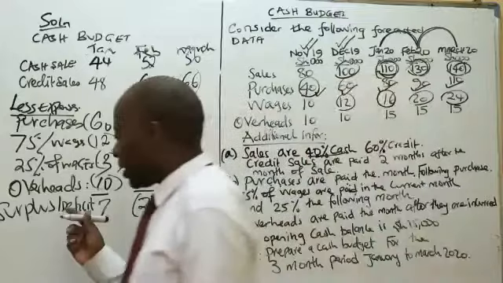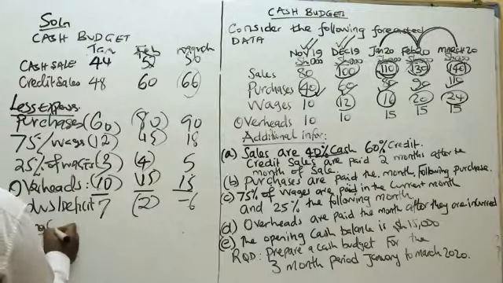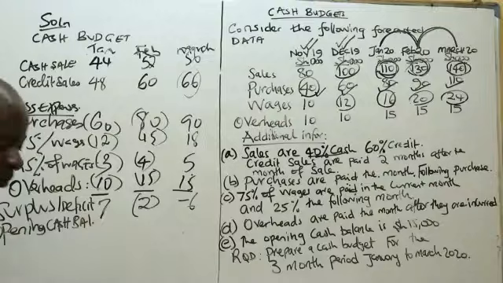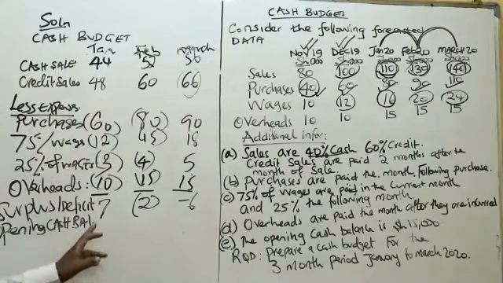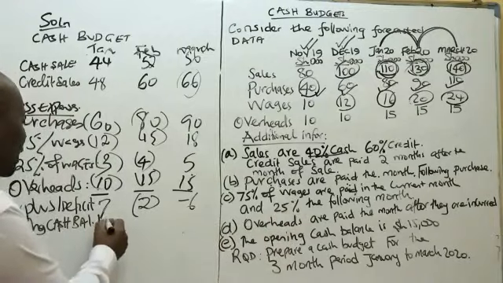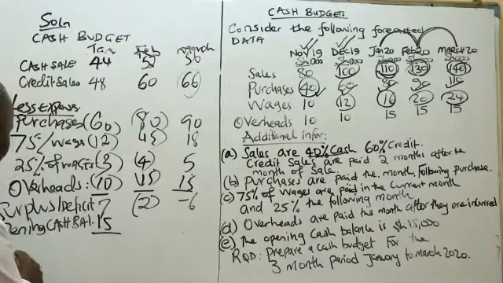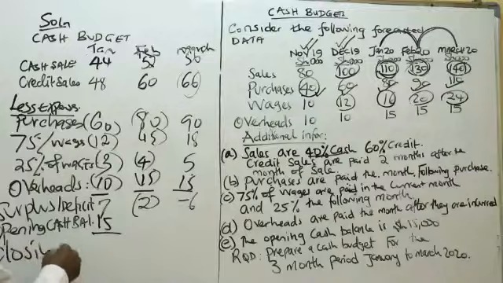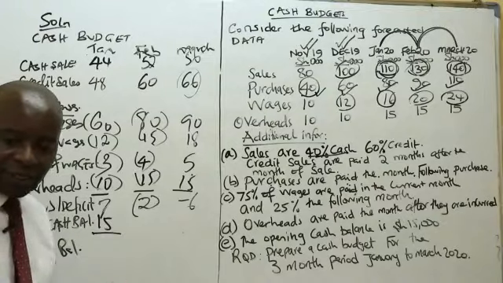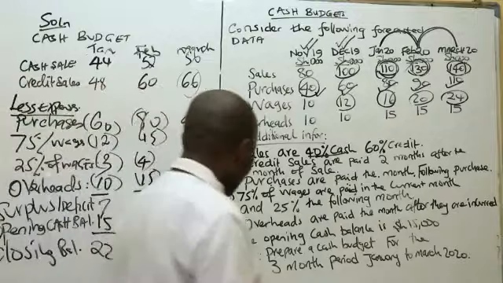Now come and give us the opening cash balance. Are you able to see the opening cash balance, ladies and gentlemen? The opening cash balance they have given us is 15. So the closing balance will be 7 plus 15, which gives me 22.